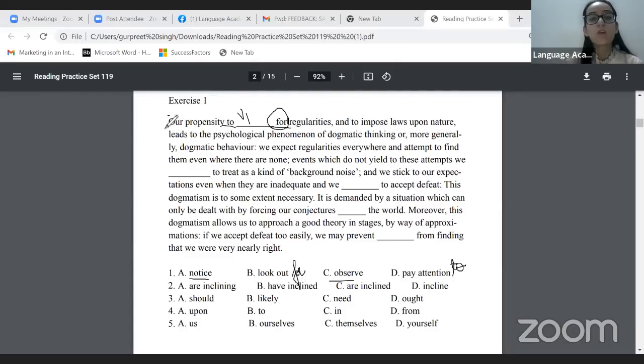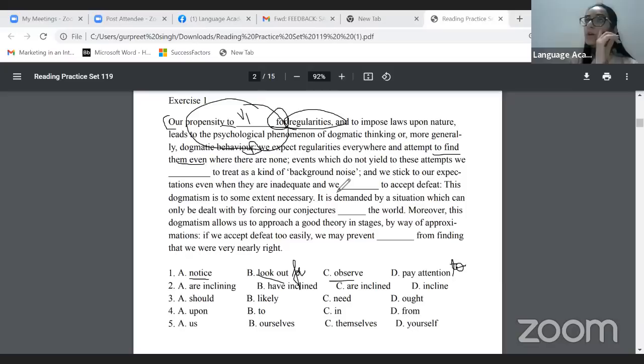The first sentence was very long, but in a way they had given you the answer in the sentence itself: our propensity to search for irregularities, because this is something we are trying to find out. Our propensity to look out for irregularities and to impose laws upon nature leads to this phenomenon of dogmatic behavior. What is it? Now with the colon, they have explained. A colon always means they are now explaining whatever they have said in simple, more explanatory words, so that if you don't understand the previous part, this explanation can help you. What do they mean? They said we expect regularities everywhere and attempt to find them even when there are none. So the previous topic was to find regularities, and that is why our answer is look out for them.